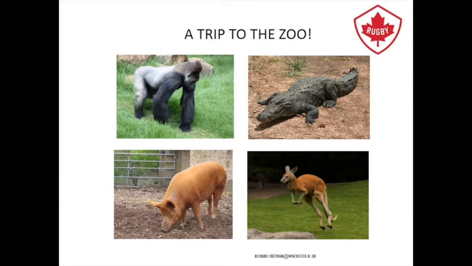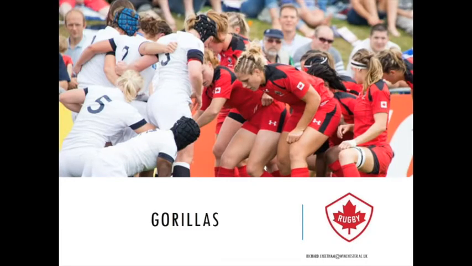So we've got gorillas, strong, powerful, stable stance. That's our front row. The stance of a gorilla, the stance of the front row, stable, powerful, projecting real strength.